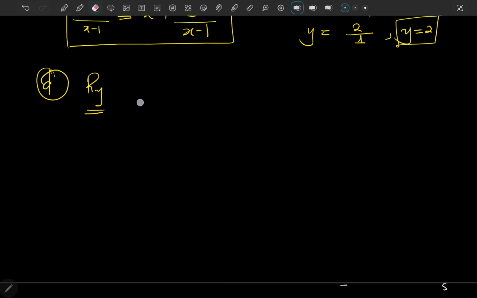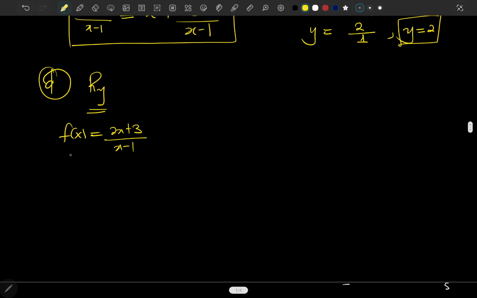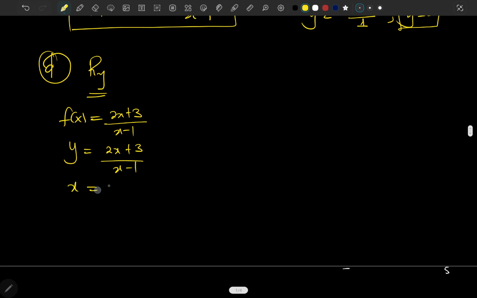Let's find the inverse. You can use the inverse method. We know that f of x is 3x. No, it is 2 plus 3 over x minus 1. So how do we find the inverse? Introduce y. Then swap. Where there's y, you put x, and where there's x, you put y. Then cross multiply. When you cross multiply, you get xy minus x. And this is equal to 2y plus 3.